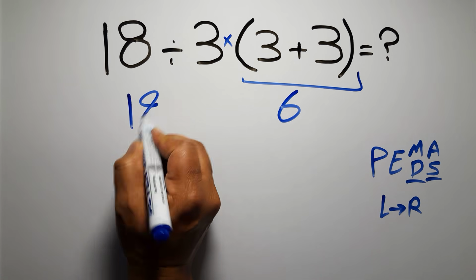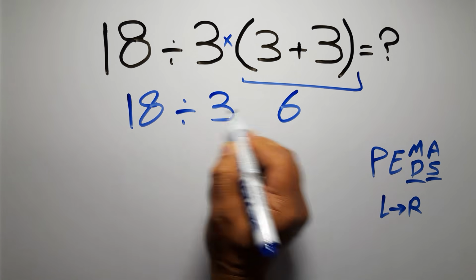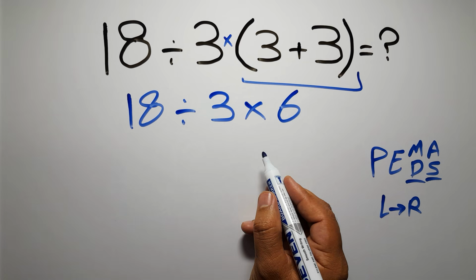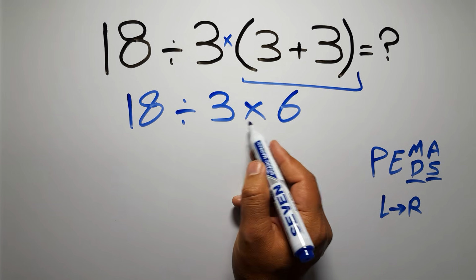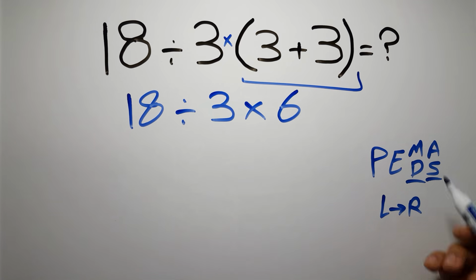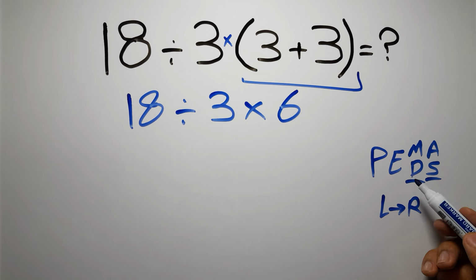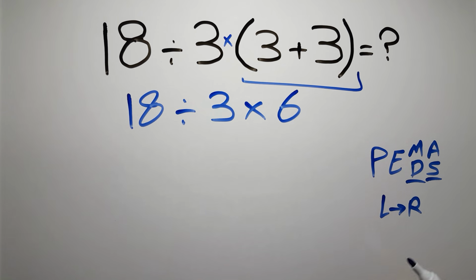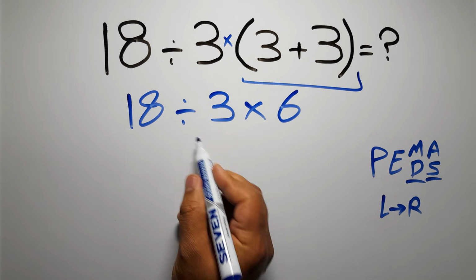So 18 divided by 3 times 6. Now we have one division and one multiplication. As I said, multiplication and division have equal priority, and we have to work from left to right. So here first we have to do this division.